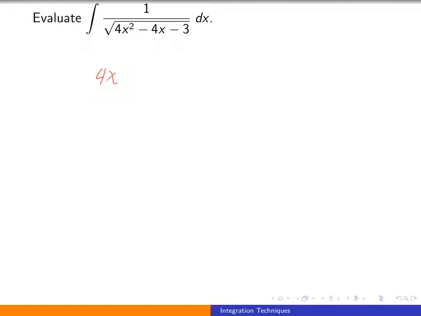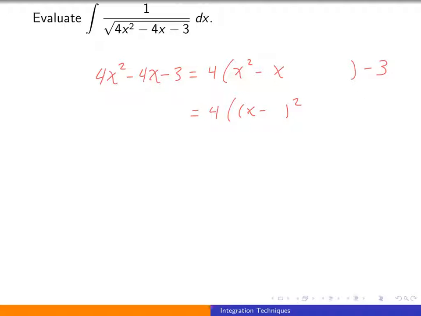So we have the quantity 4x squared minus 4x minus 3. In order to complete the square, what I would like to do is factor out the 4, so I simply have an x squared to work with. And I'm going to go ahead and leave the minus 3 out of there. And ideally what I would be able to do is rewrite as x minus some quantity squared.